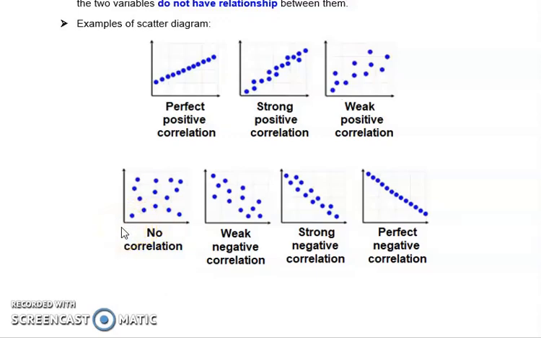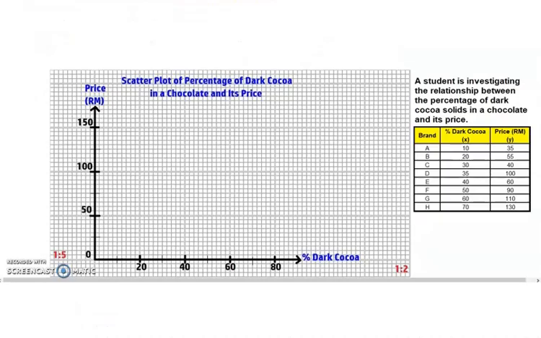Okay, after this we will use data to show how to construct a scatter plot. Here I'm going to show you how to draw a scatter plot. If you look here, we have data about a student investigating the relationship between the percentage of dark cocoa solids in a chocolate and its price.